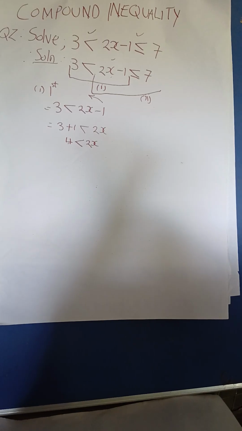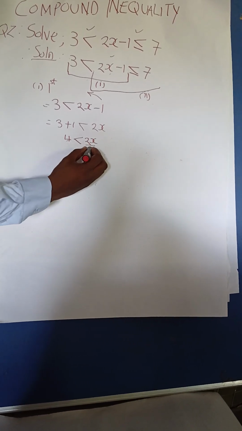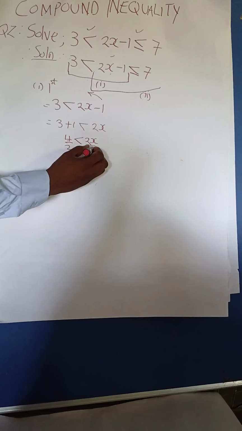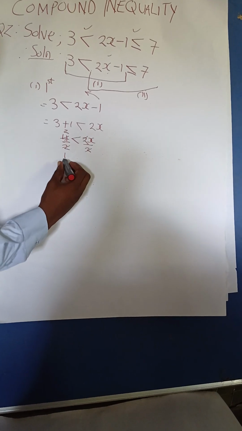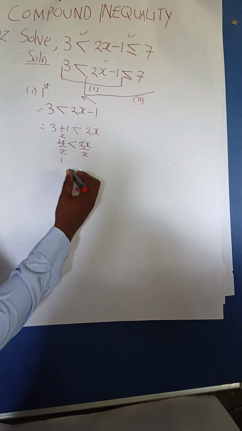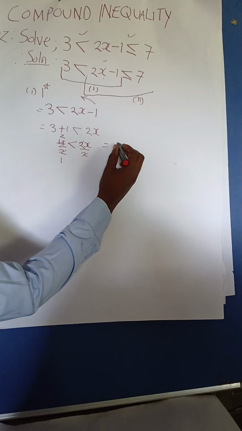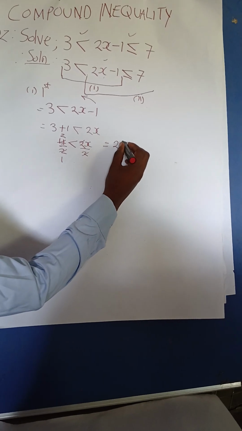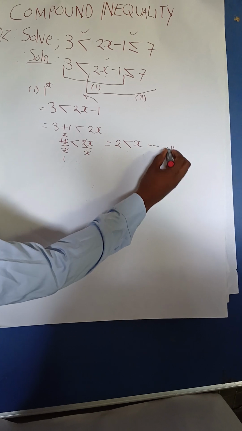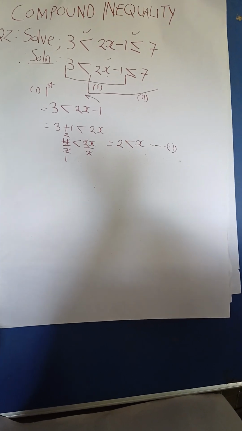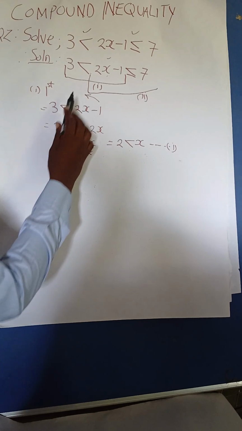Now to remain with the x value, you know very well, we'll divide both sides by 2. So we'll have 2 here, 2. So it means we will have our solution here to be 2 less than x. So this becomes our first solution. Good. So we go to the second solution again.